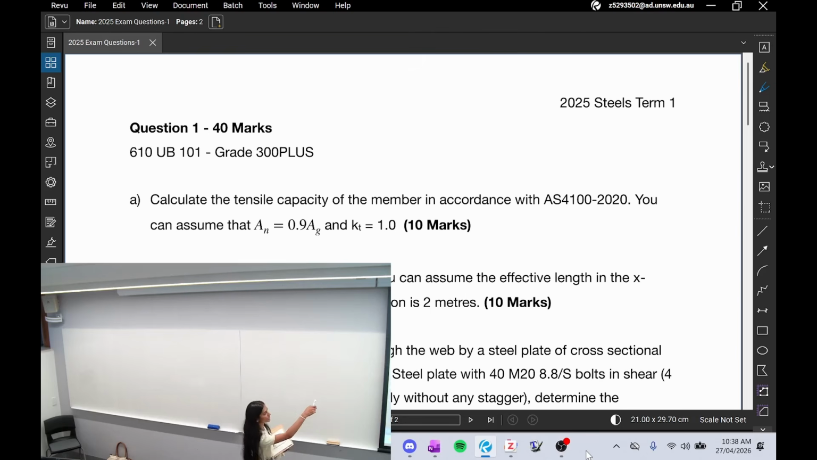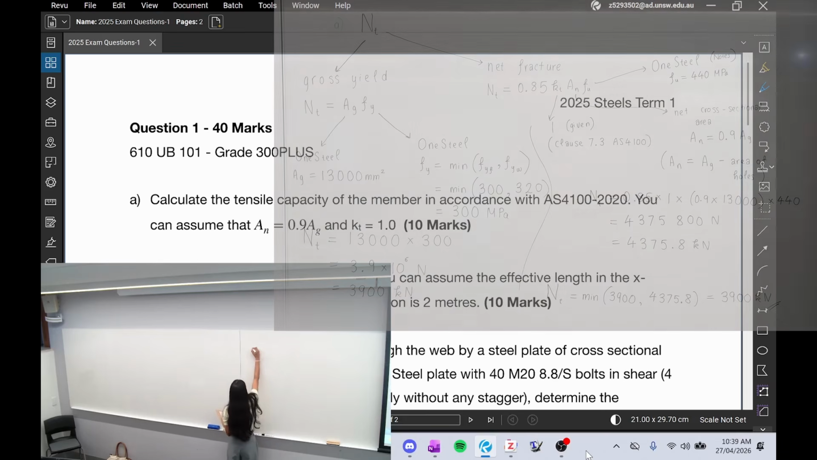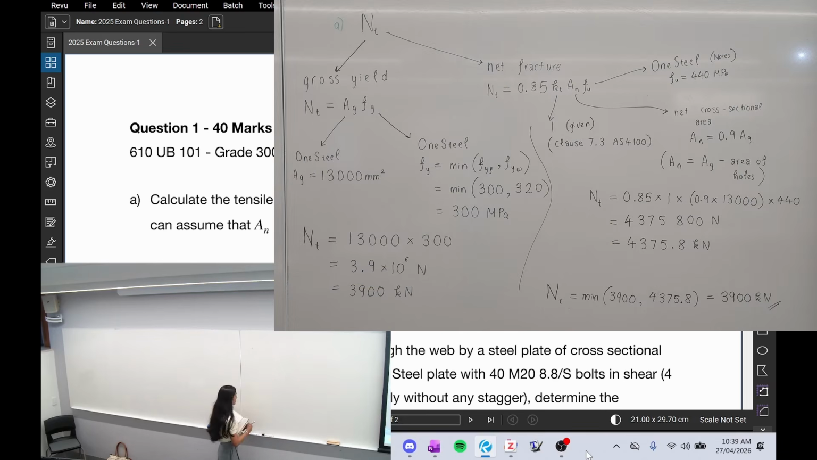But basically, you can look up that section in OneSteel. UV stands for universal beam, so you want to look on the universal beam page and it'll give you all the section properties for this specific section. Part A is asking us for the tensile capacity. When they say tensile capacity, can you guys see this? Maybe try a dark color. When they say tensile capacity, that means this thing, N subscript T.